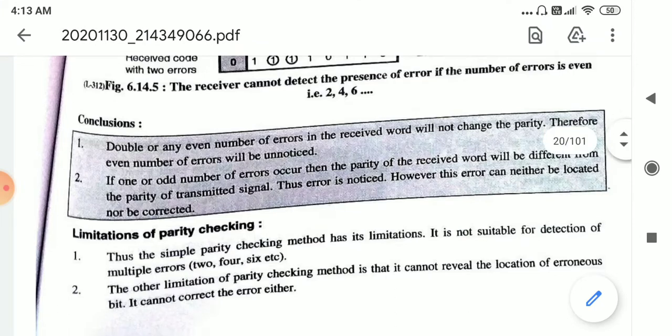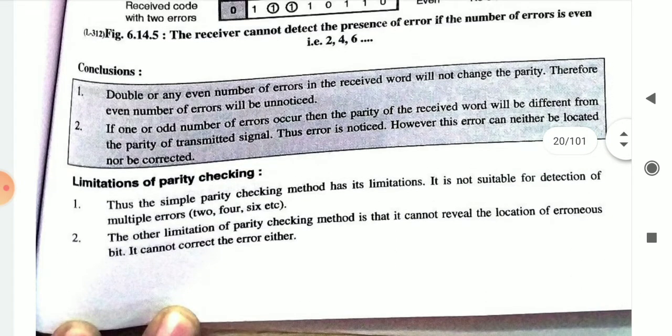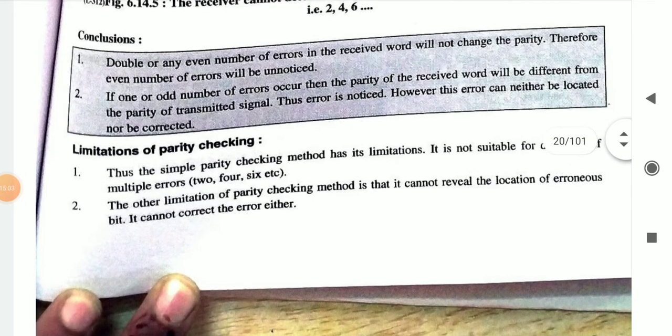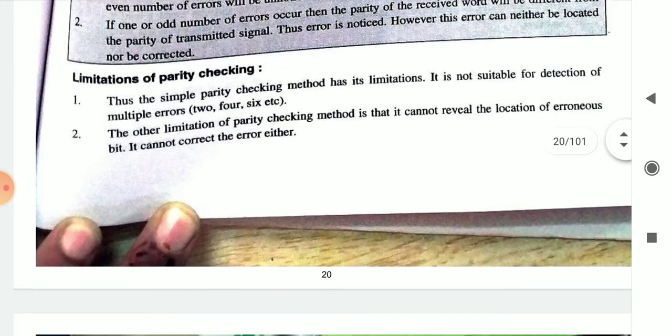Okay, now we see the limitations of parity checking. The simple parity checking method has its limitations. It is not suitable for detecting multiple errors, that is 2, 4, 6, etc. And the other limitation of the parity checking method is that it cannot reveal the location of the erroneous bit. It cannot correct the error either.